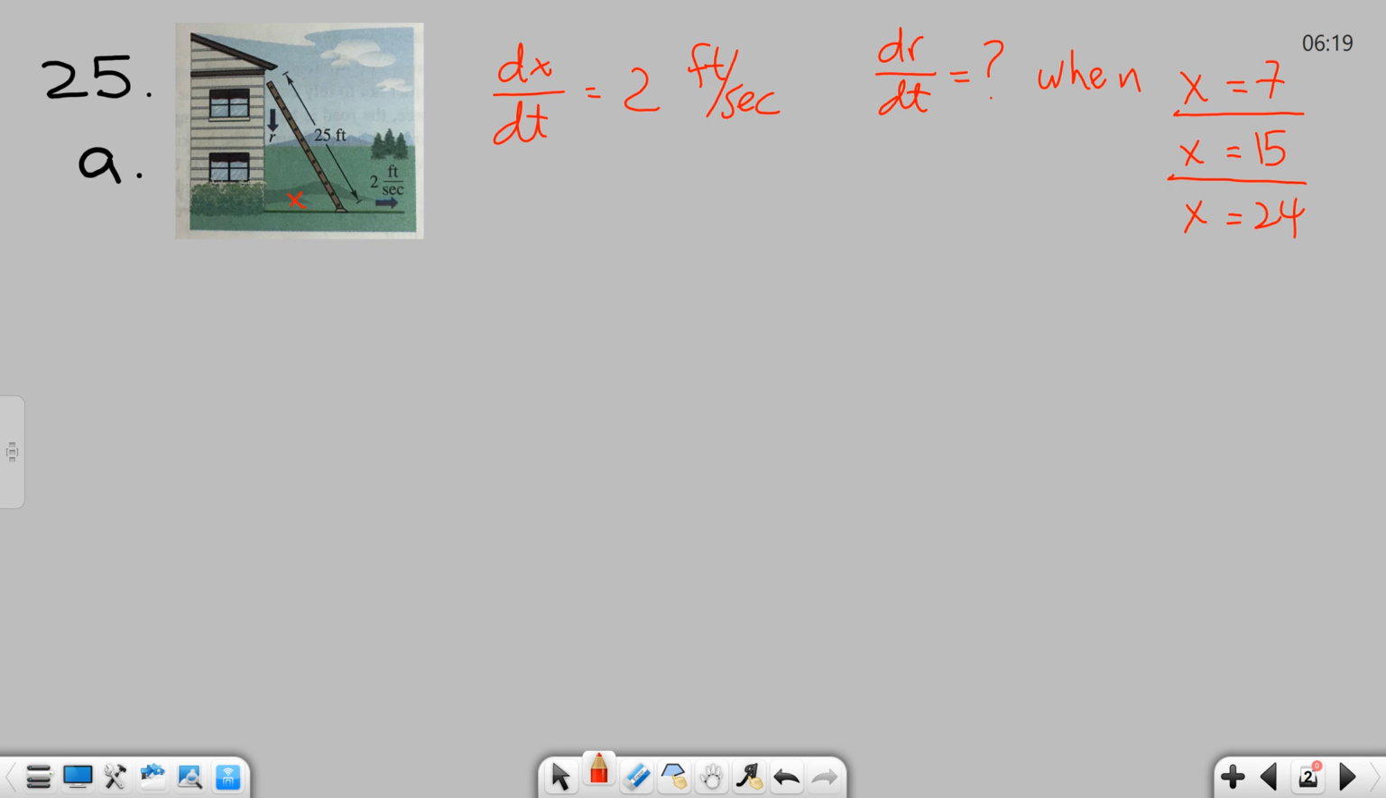We're wondering at what rate the top of the ladder is sliding down in 3 different instances. I'm just going to do one of them. I'm assuming that if I get one of them, you could follow that model to get the other 2 answers.